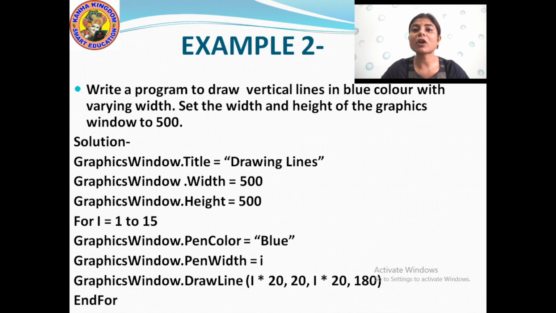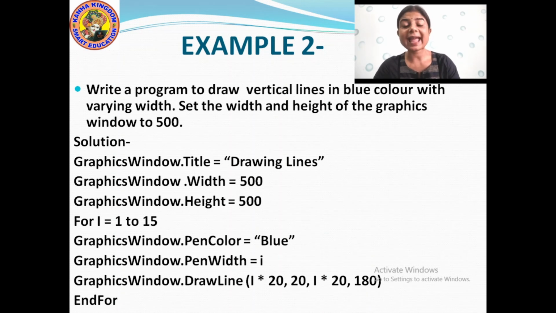So graphics window draw line, that is I into 20, 180. That means according to the value of the variable, you will draw the line. This is the formula. I into 20, that means whatever value you are giving, whether it be 2, 10, whatever. Then again, 1 into 20 is equal to 20. That means if you are giving the value of variable I is equal to 9, then 9 into 20 is equal to 180.